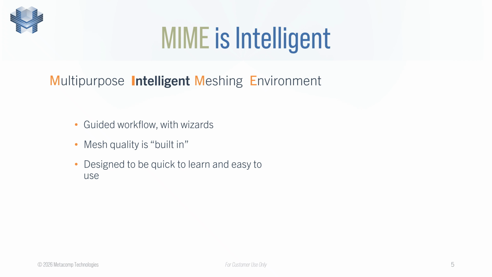MIME is intelligent in several ways. First, the MIME user interface, also referred to as iMIME, uses intelligence to create a guided workflow for the user, ensuring that users don't miss any important steps of the meshing process. The MIME user interface can automate portions of the mesh setup, saving the user time and reducing errors. For specific applications, the setup is further automated via wizards, which will be discussed in more detail later. Finally, MIME uses intelligent algorithms to produce a mesh of high quality that will be suitable for use with the full line of Metacomp's analysis software.